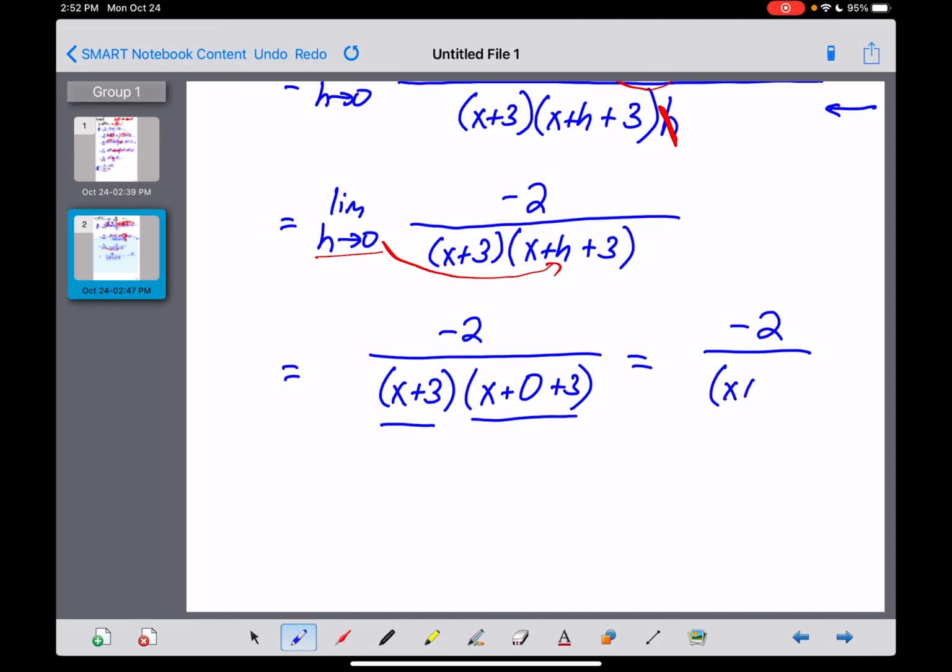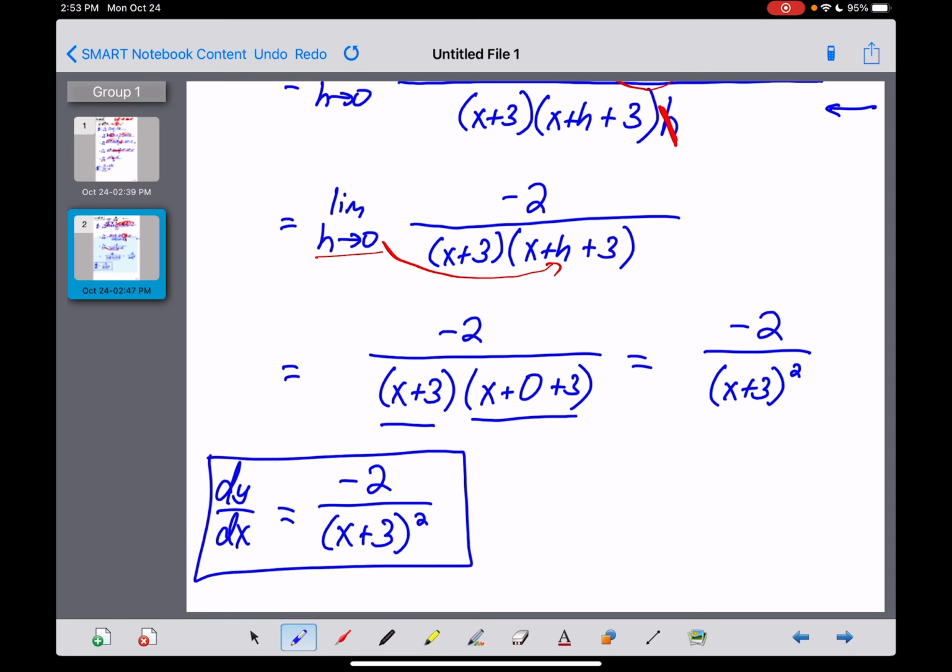So we're going to have an x plus 3 quantity squared down there in the denominator, and that, you guys, is our derivative here. dy/dx is equal to negative 2 over x plus 3 quantity squared, and that is our answer there for problem number 5.